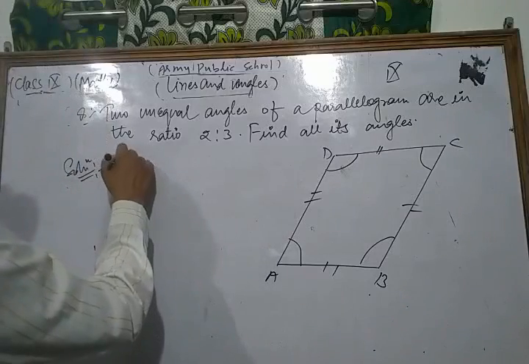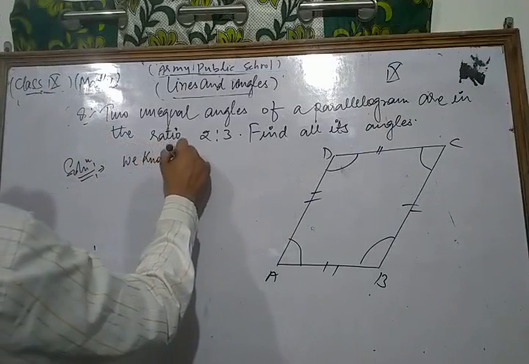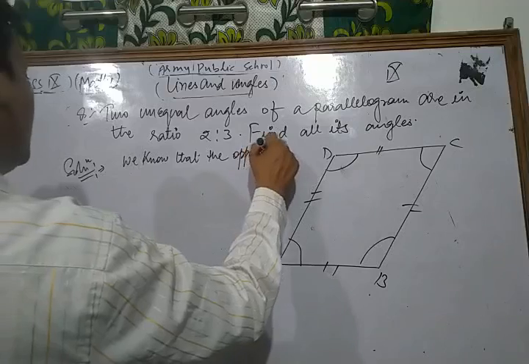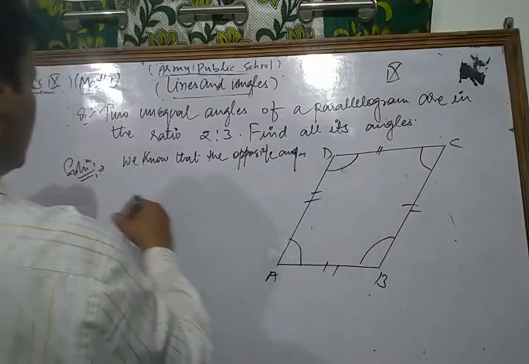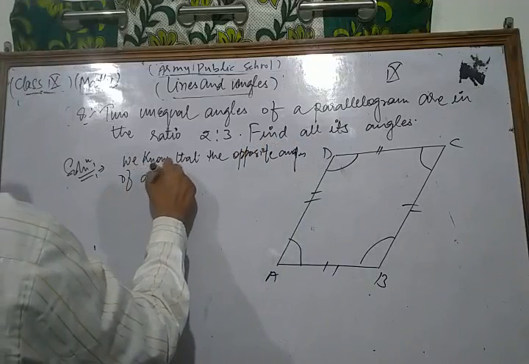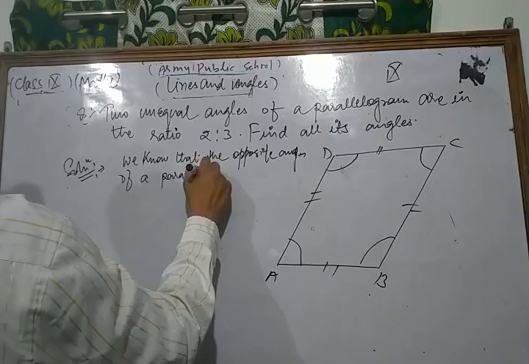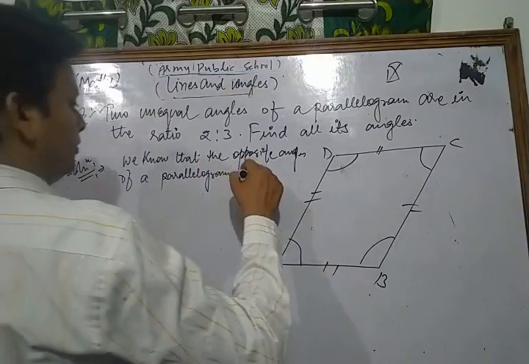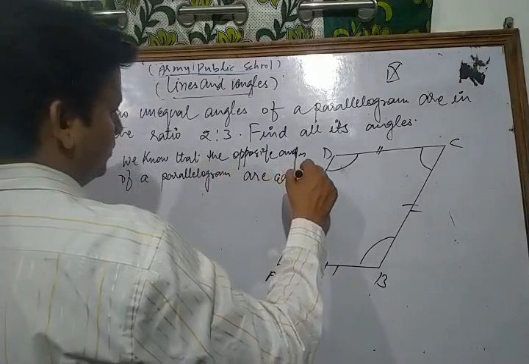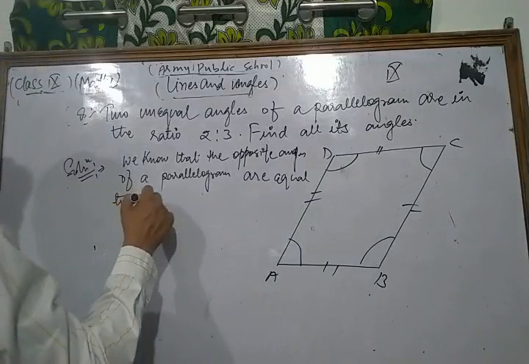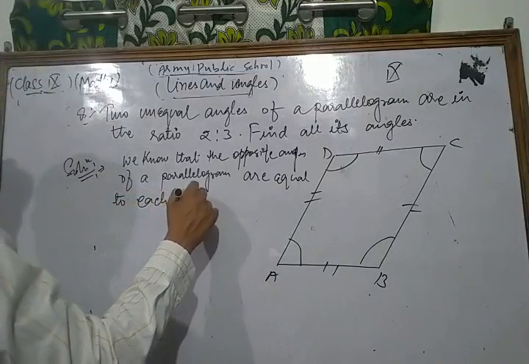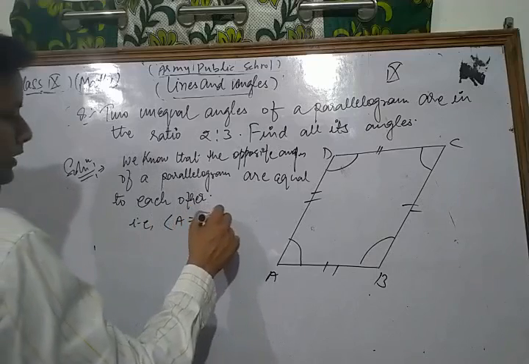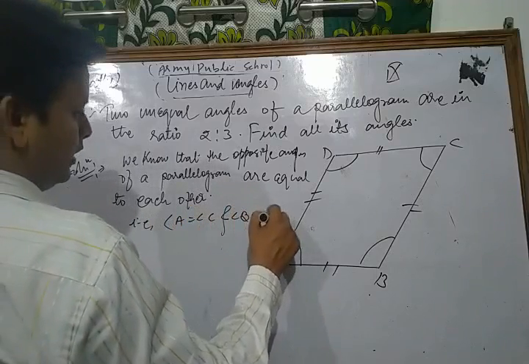So first of all you write: we know that the opposite angles of a parallelogram are equal to each other. That is, angle A is equal to angle C as well as angle B is equal to angle D.